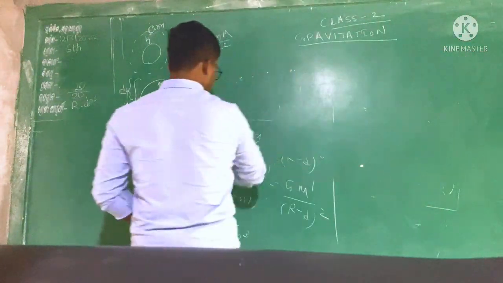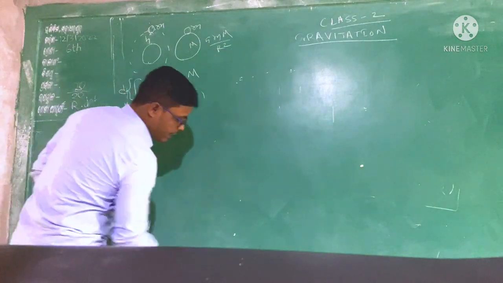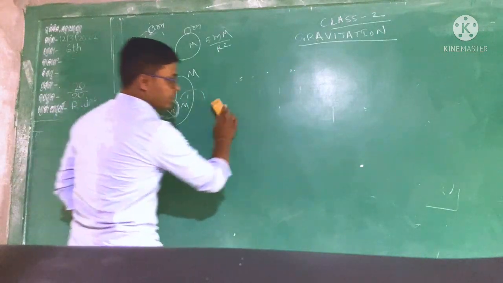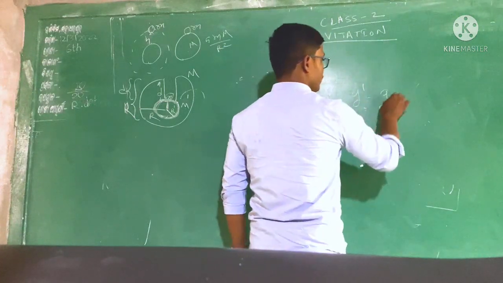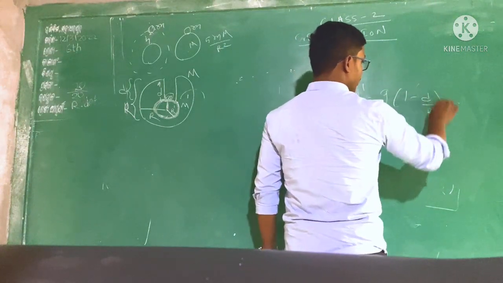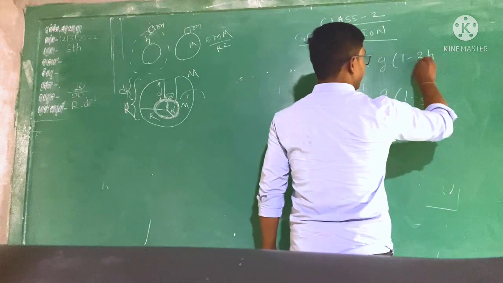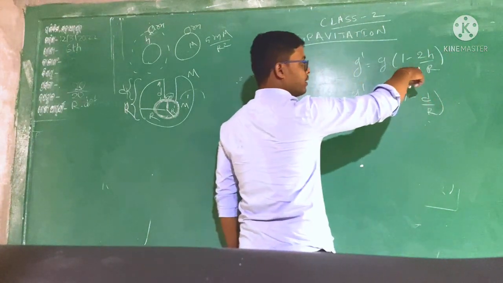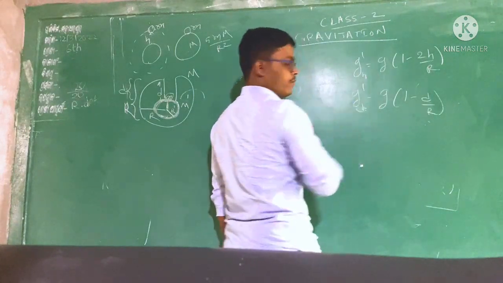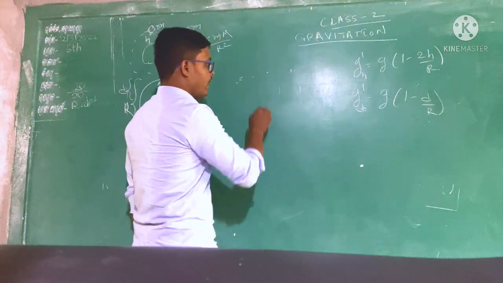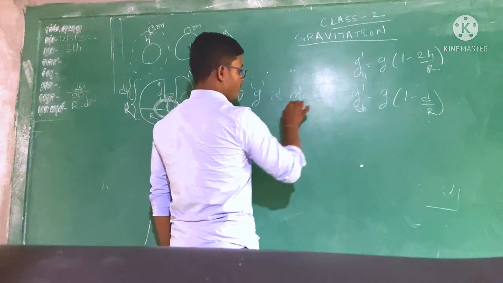So finally, what did we get? We got the value of acceleration due to gravity at a height. Then we obtained the value of acceleration due to gravity at a depth. So at depth, g dash equal to g into 1 minus d by r. Okay, and at a height, g dash equal to g into 1 minus 2h by r. So this one also 1 minus, this one also 1 minus. Okay, so this one is at a height and this one is at a depth. So what we obtained is that the g value is maximum at the surface.